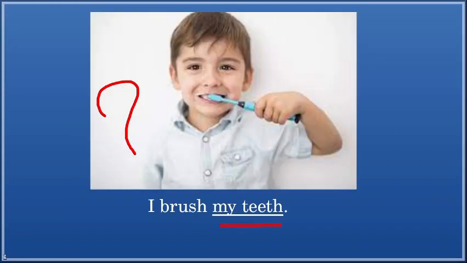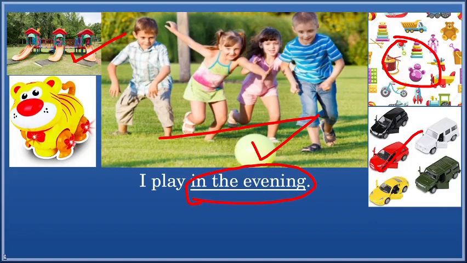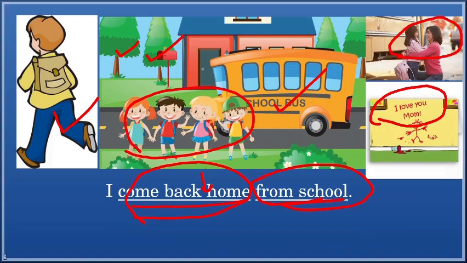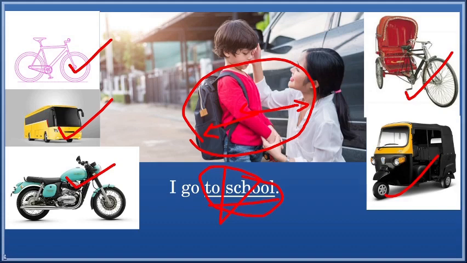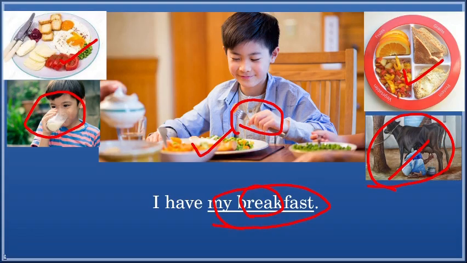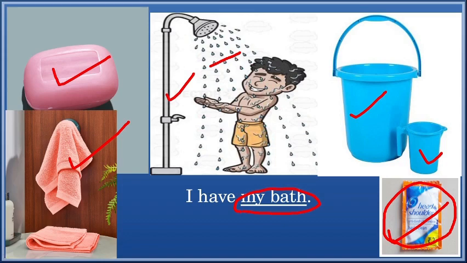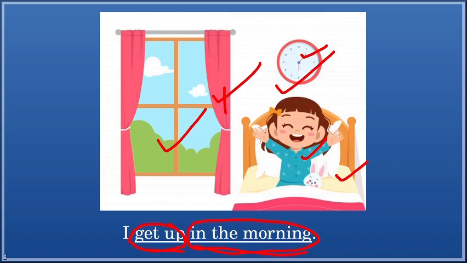I go to bed, I brush my teeth, I enjoy my dinner with my family, I play in the evening, I have some snacks and milk, I come back home from school, I study at school, I go to school, I pack my school bag. We are saying the reverse sequence: I have my breakfast, I have my bath, I brush my teeth, I get up in the morning. So this is only for the beginners, particularly if they can't read.